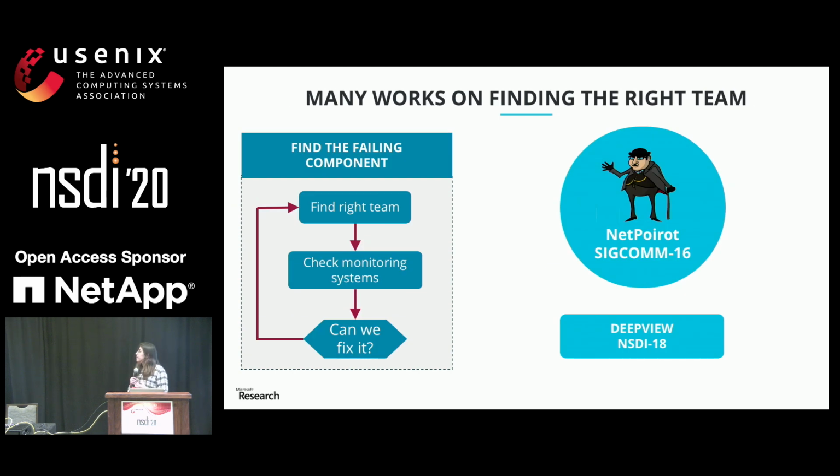We also have to find who is the right team to blame when we're trying to diagnose the network, because a lot of the time the different components of our infrastructure are managed by various different teams, and so it's important to get the incidents that happen to the right expert as quickly as possible. So works such as NetPro and DeepView deal with this problem of trying to figure out who is responsible when a problem happens.